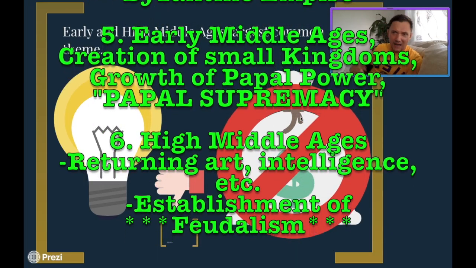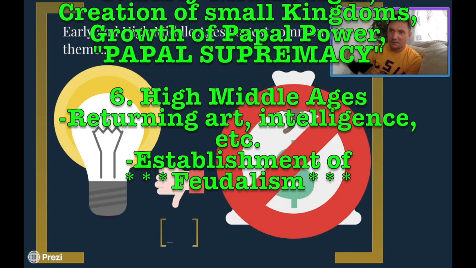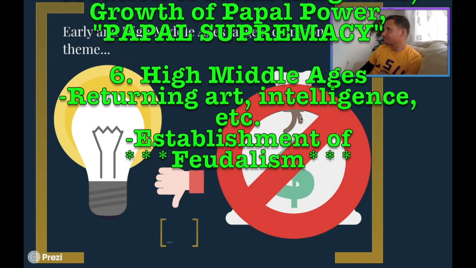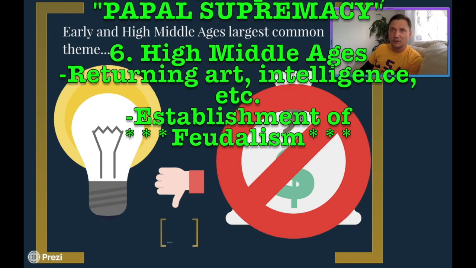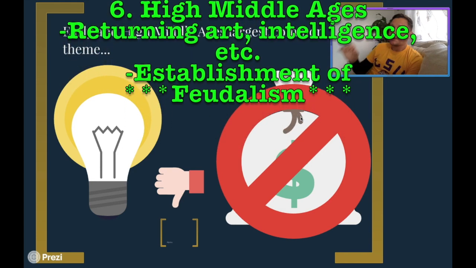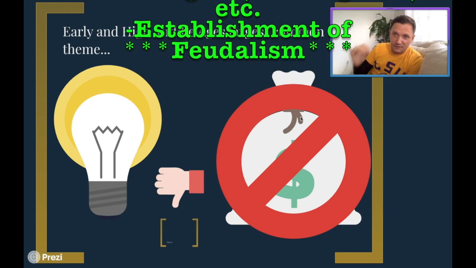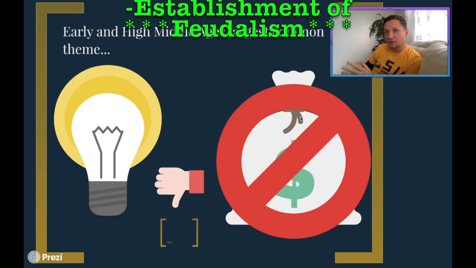Then we talked about the High Middle Ages, right? So art was coming back, learning was coming back, some other little things like that were coming back. And we started getting into a little bit more depth, considering, again, the Byzantine Empire still being around. But the big one was feudalism. The concept of feudalism is wildly important. You need to make sure you know that, okay?